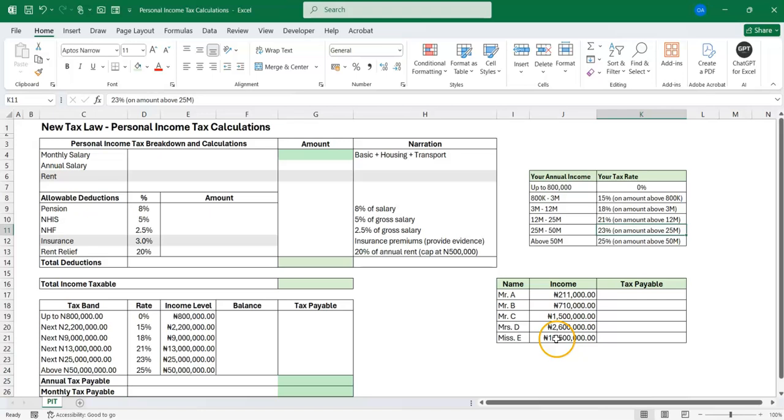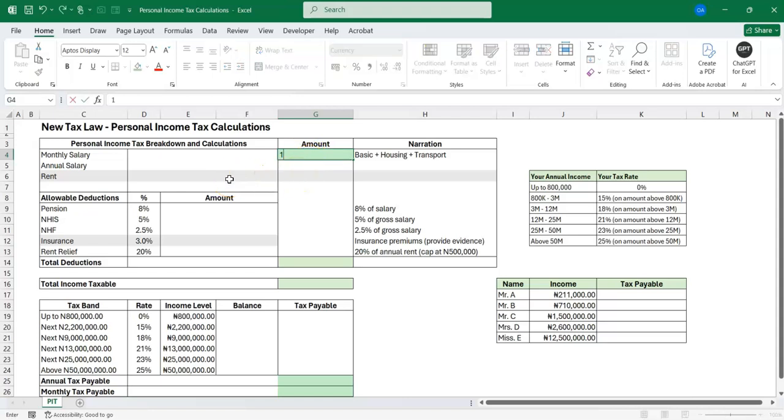Let's start from the bottom. I want to look at Mrs. E. Mrs. E earns 12 million per month, monthly. She earns 12 million as income or salary per month. Then let's go into how we're going to calculate our tax. Now we have the monthly personal income tax calculation, monthly salary for Mrs. E. I've colored it so that it will be obvious.